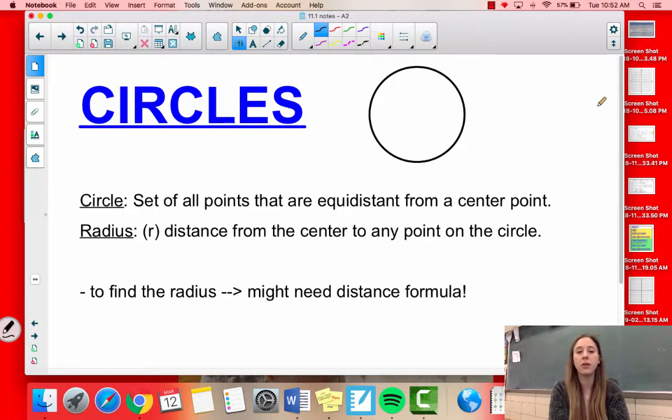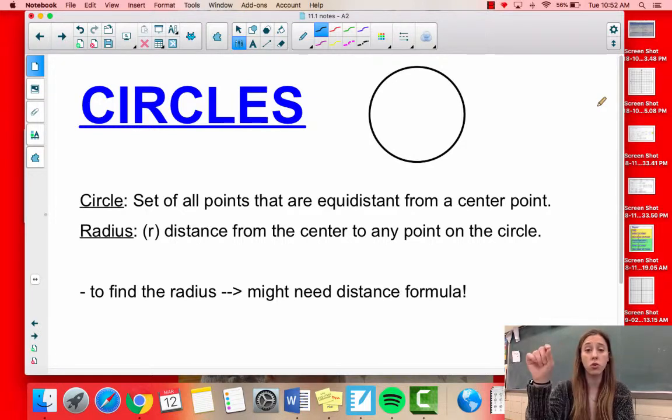Circles should be pretty familiar to you. You know that they have a center and they have a radius, but just so you have the formal definition, a circle is the set of all points that are equidistant from the center. And so there are infinitely many points that are all the same distance from that center point. And the distance from that center point to the circle is called the radius, and we use r to represent the radius. Okay, so hopefully those seem familiar to you.